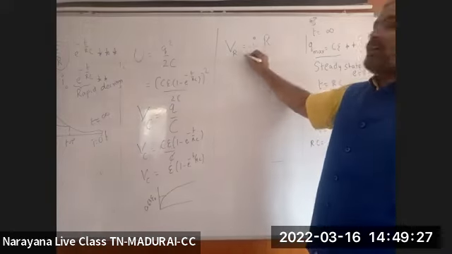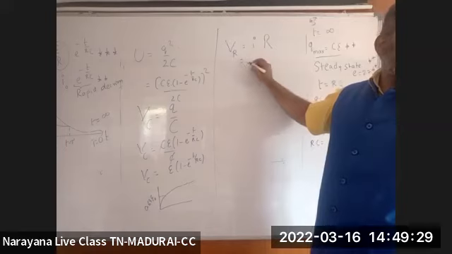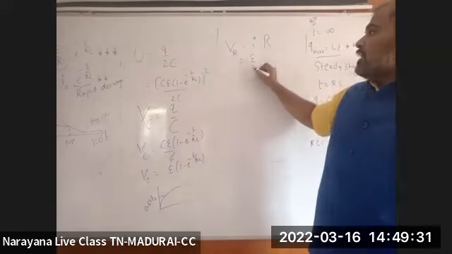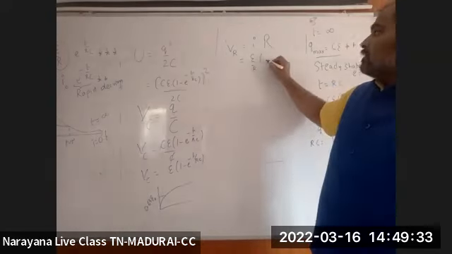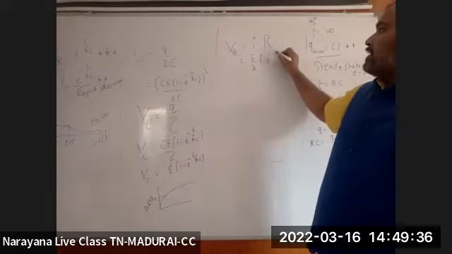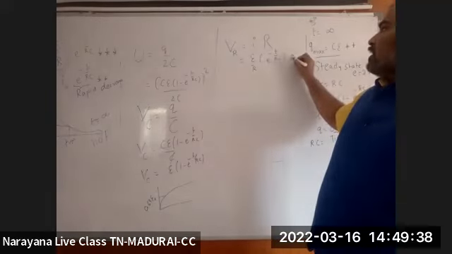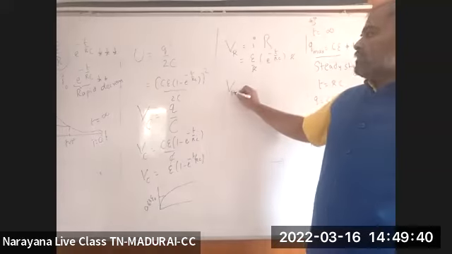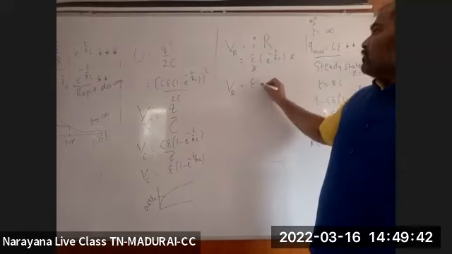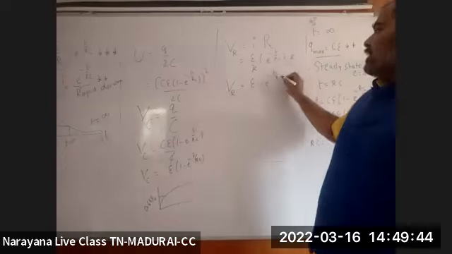Correct or not? What is current after t seconds? E by R into e power minus t by RC, into R. R cancels out. What is voltage drop across resistance? E into e power minus t by RC.